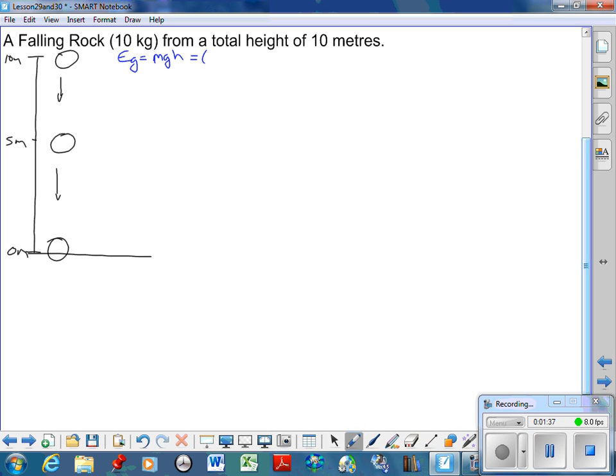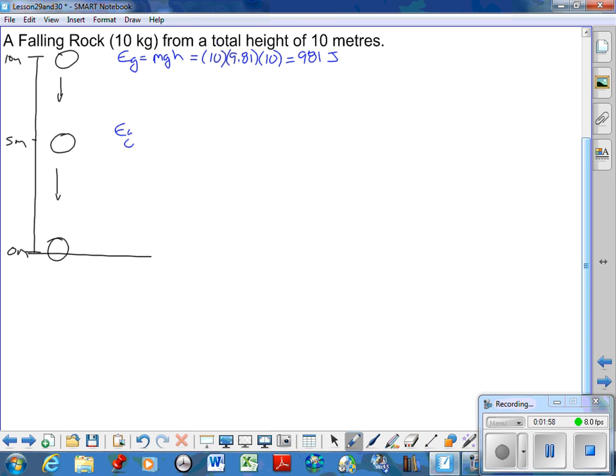So the mass of the rock is 10 kilograms, gravity 9.81, and the height is 10. And like I said, I'm working sideways for this example only. Please do not do this in your solutions. So we've got 100 times 9.81, so that's 981 joules.